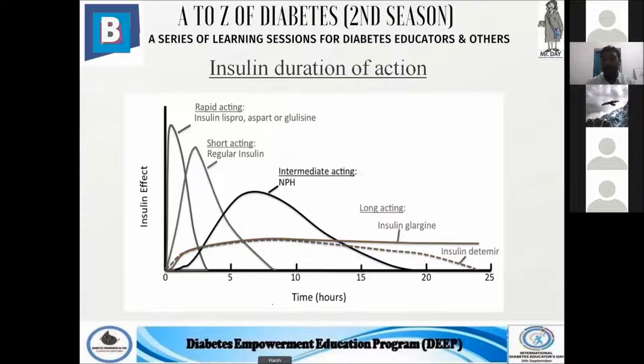Degludec is not here, almost similar, but more prolonged duration of action for the degludec will be there, that is 36 to 42 hours. And detemir, many times detemir requires twice daily dosing in some cases.